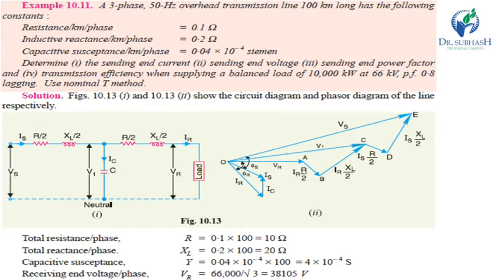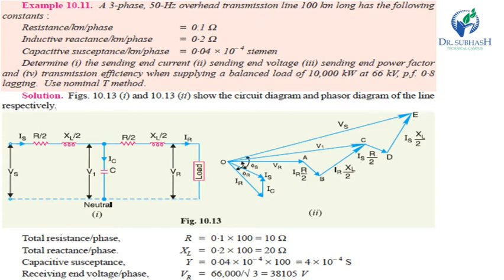A resistance per kilometer per phase equal to 0.1 ohm, an inductive reactance per kilometer per phase of 0.2 ohm, and a capacitive susceptance per kilometer per phase of 0.04 into 10 raised to minus 4 Siemens. Now determine the sending end current, sending end voltage, sending end power factor and transmission efficiency when supplying a balanced load of 10,000 kilowatt at 66 kilovolt and power factor 0.8 lagging. Now use the nominal T method.